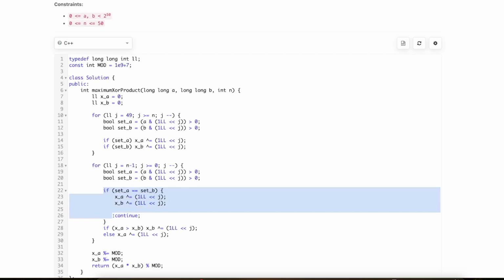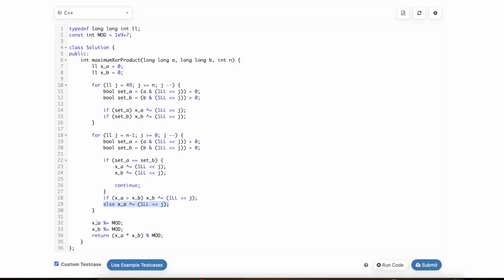If they both don't have the equal values, it means one of them is set, one of them is unset. So we will simply decide which one to set by looking at XOR A and XOR B value. Whichever is greater, we will set it in the other one. So if XOR A is greater, we'll set it in XOR B. If XOR B is greater, we'll set it in XOR A. Now after doing this, XOR A and XOR B will be something such that if you multiply them, you will be getting the best possible multiplication result. So you will simply do multiplication and return that as an answer.